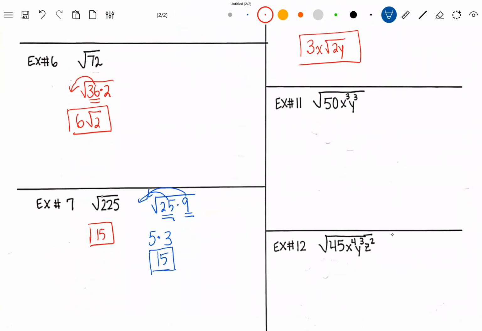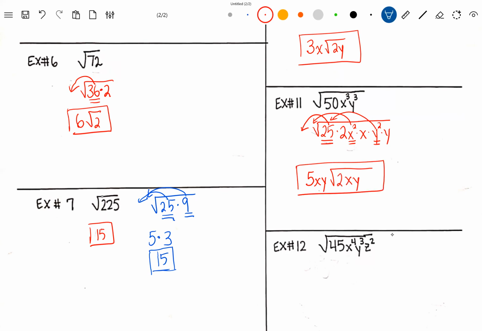Okay, number 11. 50, I can rewrite as 25 times 2. X cubed, that's an odd exponent, so I need to rewrite it as x squared times x. And y cubed, I'm going to rewrite as y squared times y. Now I'm going to go through and underline everything I can square root. 25 is a perfect square, x squared is a perfect square, and y squared is a perfect square. Those are the only things that I can square root and take out. So the square root of 25 is 5. The square root of x squared is x. The square root of y squared is y. Everything else, a 2, an x, and y, stay underneath the radical.